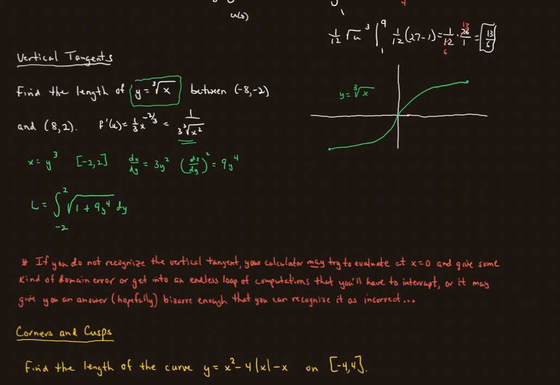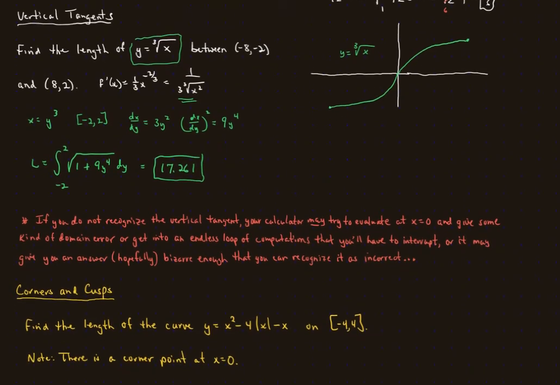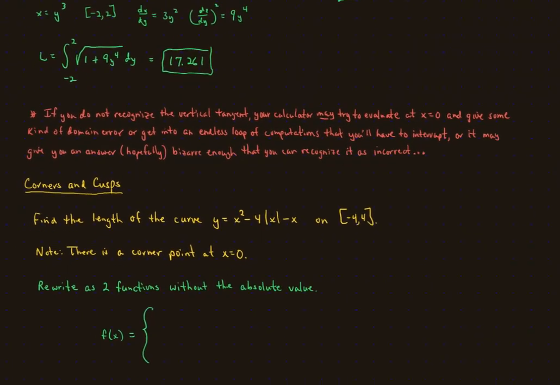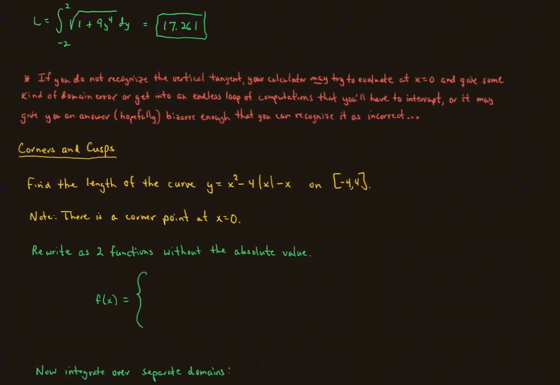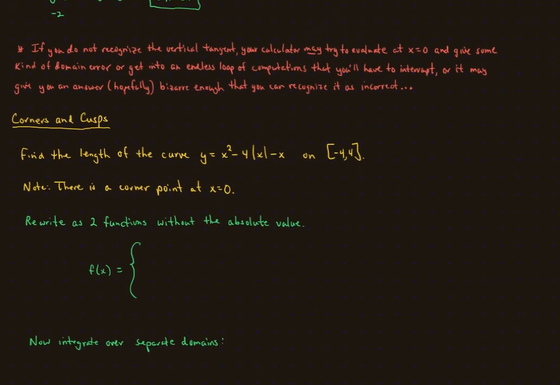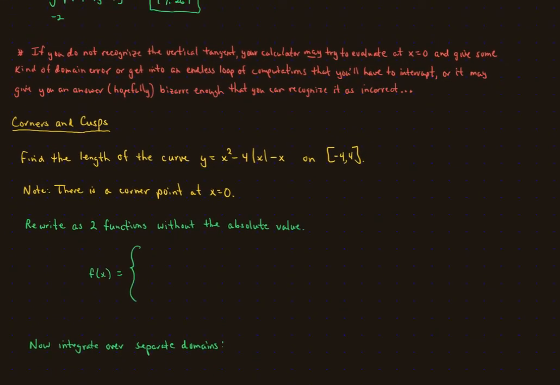Yes, I did. So I think on our calculator that will turn out to be 17.261. So that's the way we're going to work around vertical tangents. Then we have a couple other potential problems here where our derivative is not going to be defined and therefore we don't have a smooth curve.